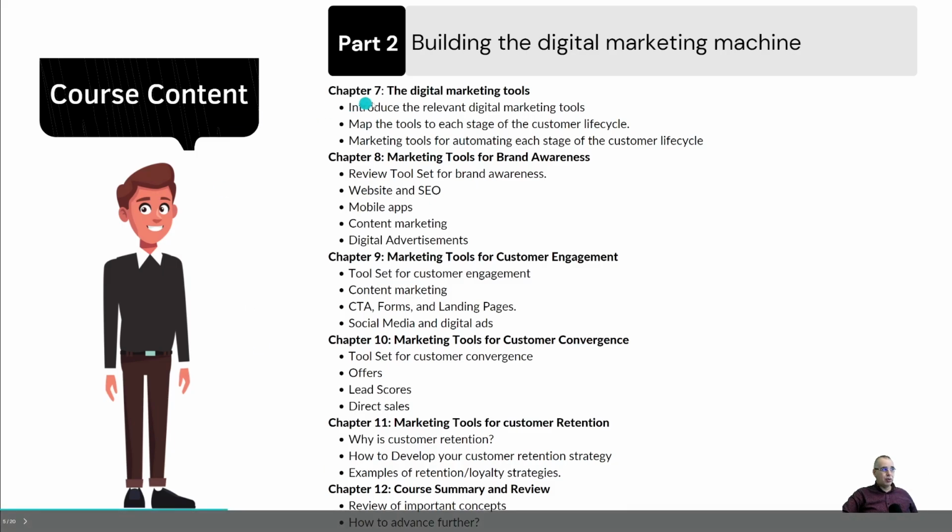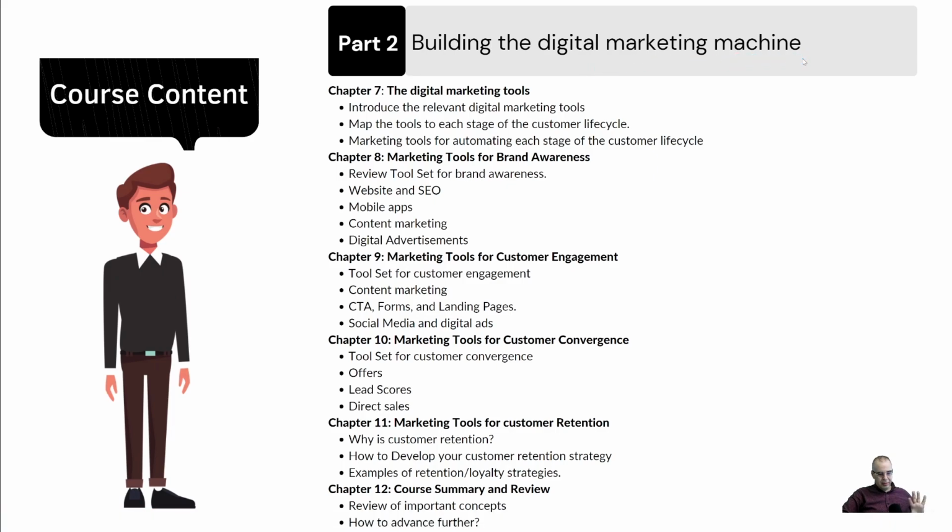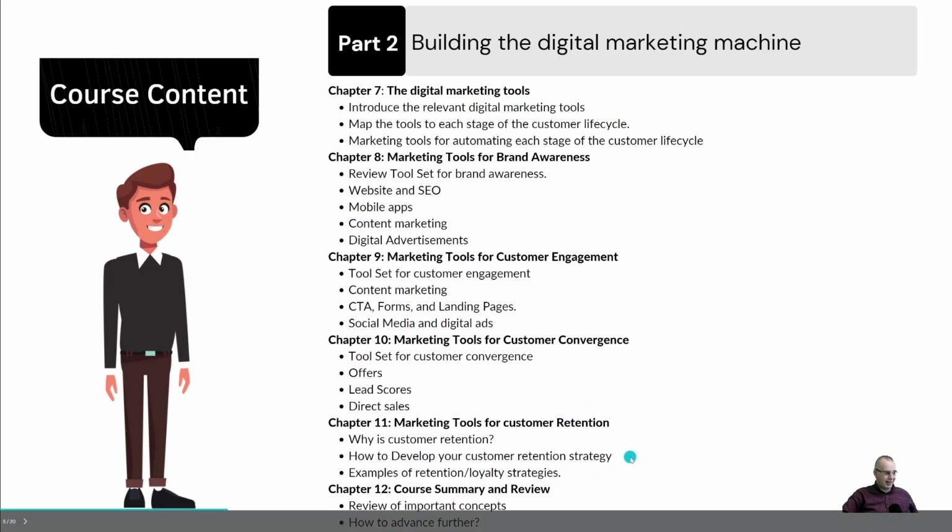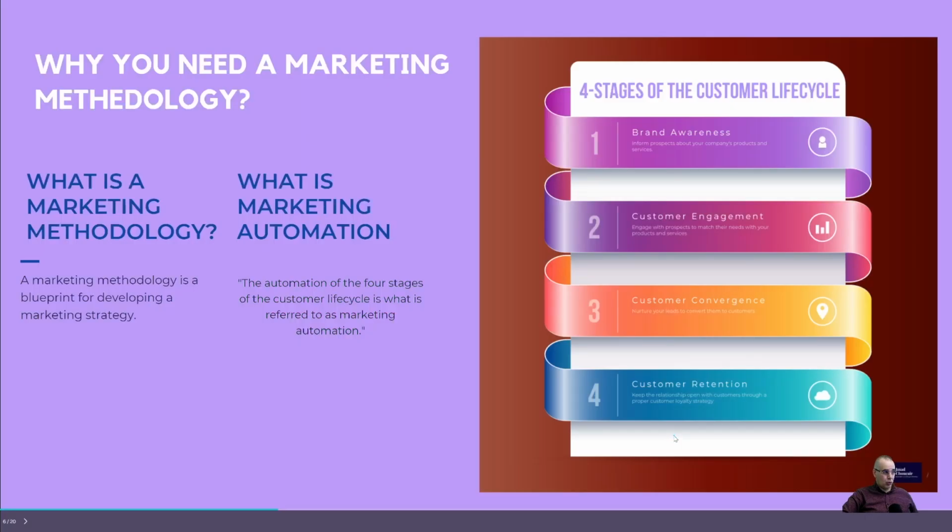Part 2 will be about how to build your digital marketing machine. So part 1 is about the marketing planning, and part 2 is about how to execute marketing. Great. And chapter 7 of part 2 will cover the digital marketing tools. Chapter 8 will be about the marketing tools for brand awareness. And then chapter 9 will be about the marketing tools for customer engagement. Chapter 10 for the customer conversions. Chapter 11, marketing tools for customer retention. Then chapter 12 is just a summary and a review of the course.